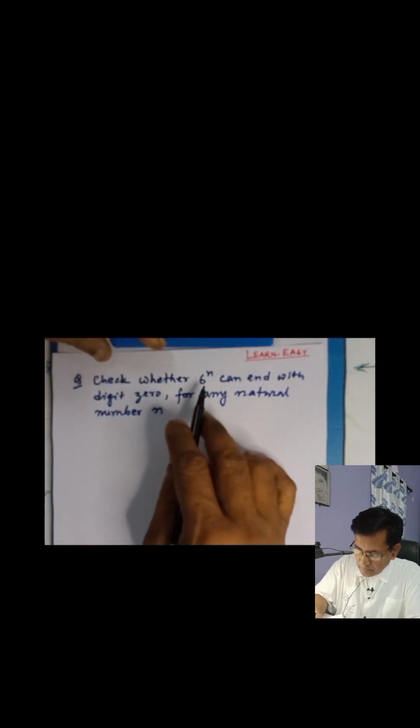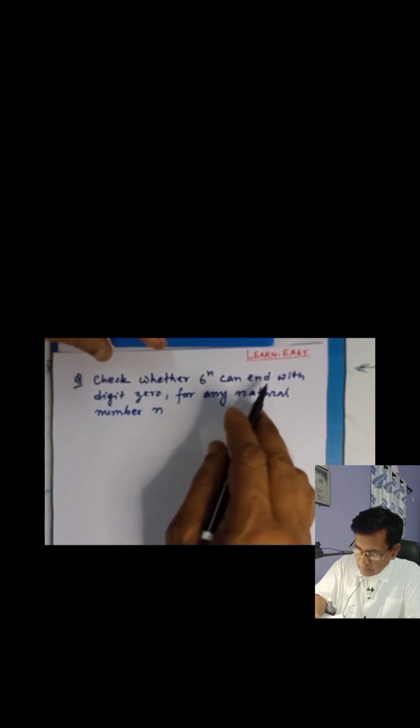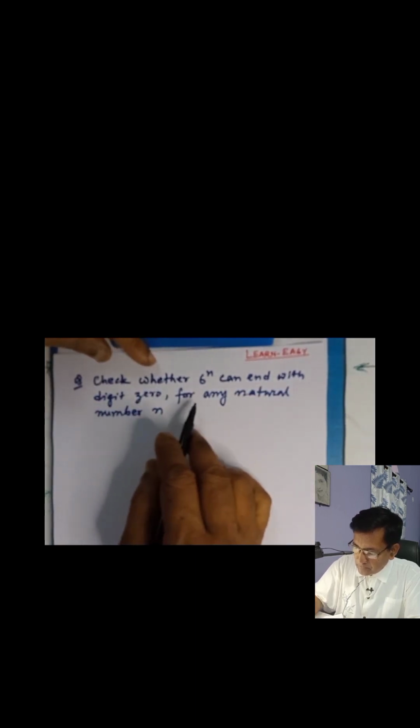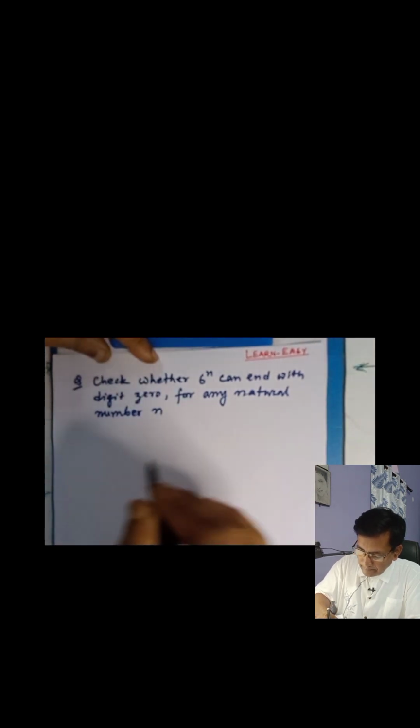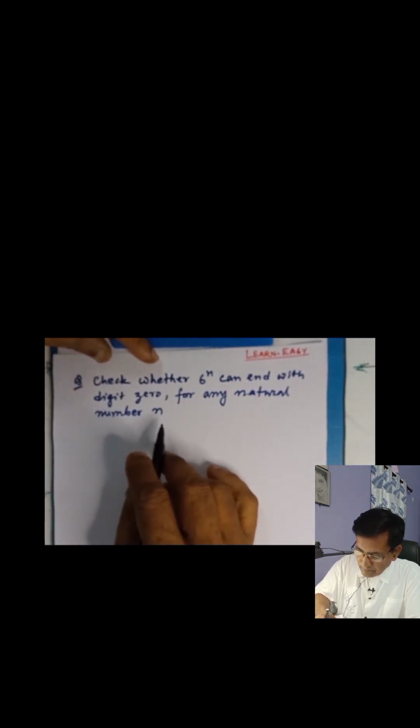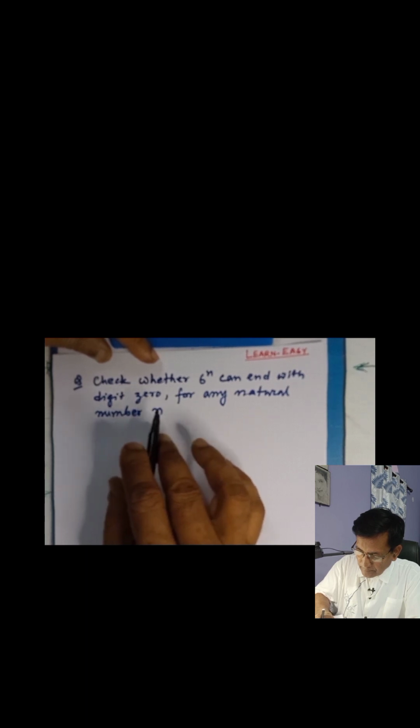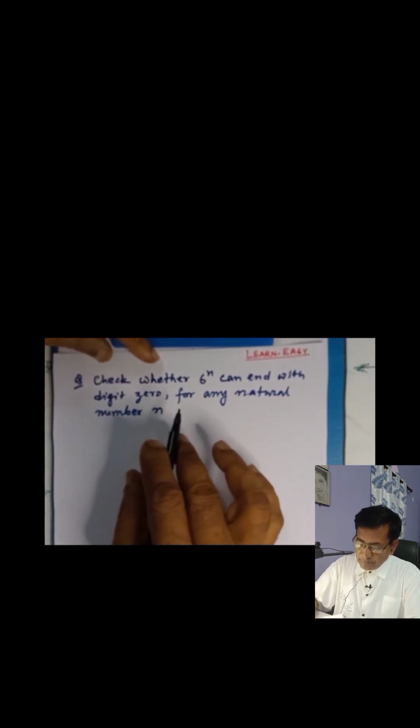Check whether 6 to the power n can end with digit 0 for any natural number n. We know any natural number that ends with 0 is divisible by 5.